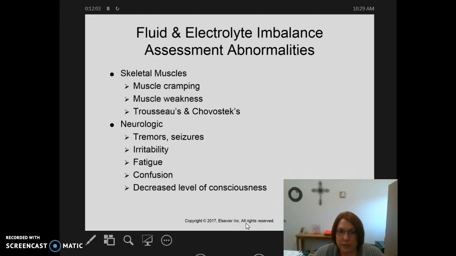So this concludes this overview of assessment abnormalities. And we'll continue on. The next section I'll be doing is extracellular and intracellular fluid, extracellular volume deficits and excess, and going through lab values and things like that. That will be part 2.